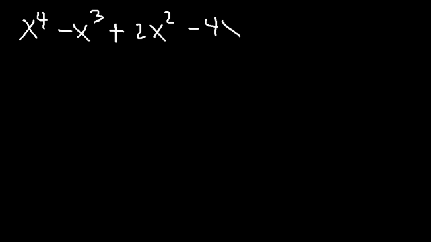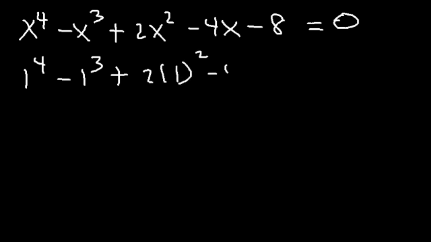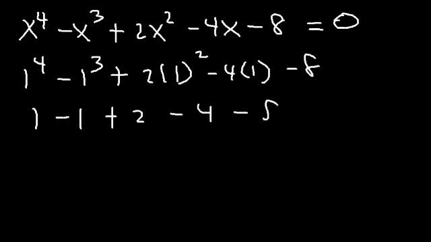Now what if you have a problem where you're given a polynomial to the 4th degree? Go ahead and try this one. So possible factors of 8 are 1, 2, 4, and 8. Let's start with 1. Let's see if 1 is a potential solution. So this is 1 minus 1 plus 2 minus 4 minus 8. 1 minus 1 is 0. Negative 4 minus 8 is negative 12. 2 minus 12 is negative 10. So that does not work.